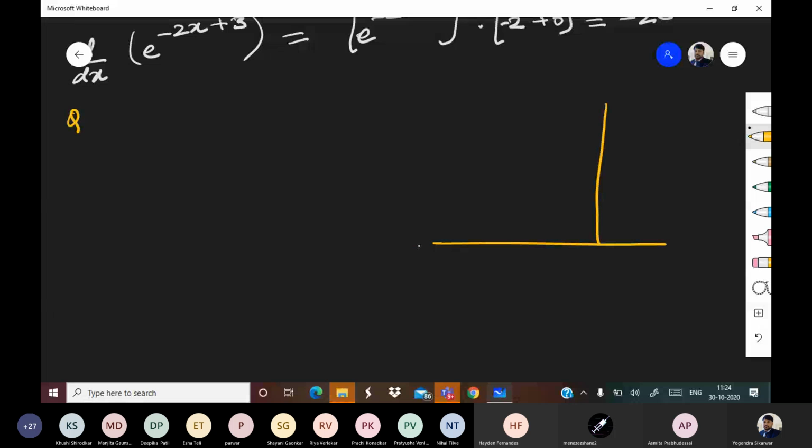These two are walls. One is ground and one is wall. Okay. Now there is a rod, or you can say ladder, which is like this. This angle is given as theta at that moment. Okay. The question says, this point is A, this point is B.